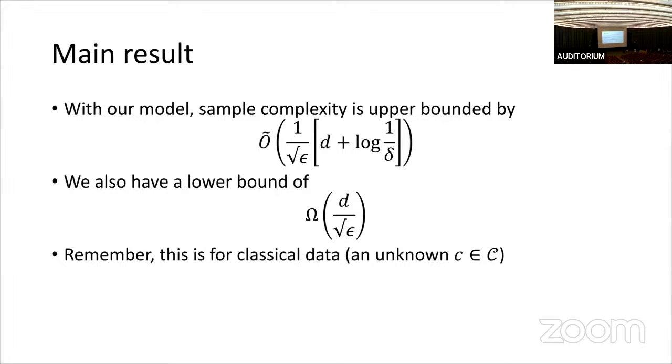More questions, please? Can you imagine any natural setting where the complexity would be sublinear in the VC dimension?